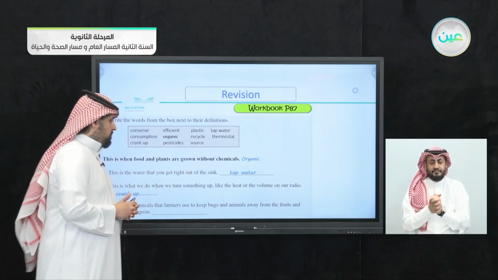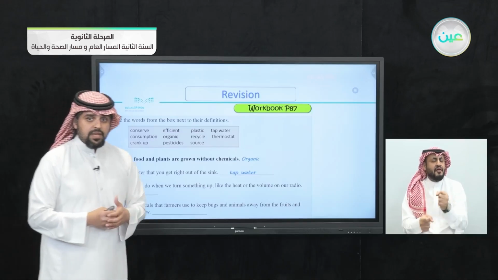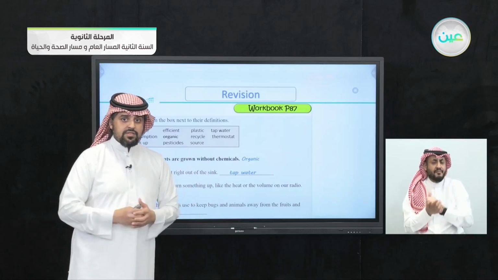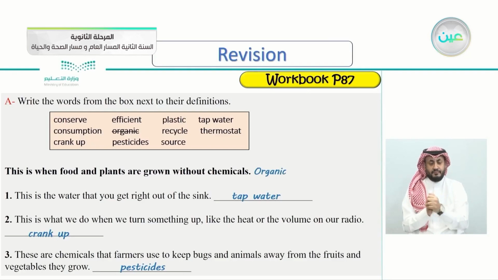Number 3, these are chemicals that farmers use to keep bugs and animals away from the fruits and vegetables they grow. What do the farmers use on their farm to keep the bugs and insects away from the vegetables and fruits? Yes, we call it pesticides. They spray pesticides on the fruit and vegetables to keep the bugs away.